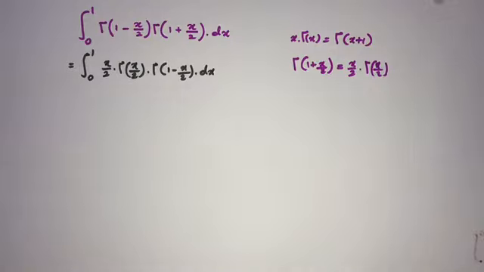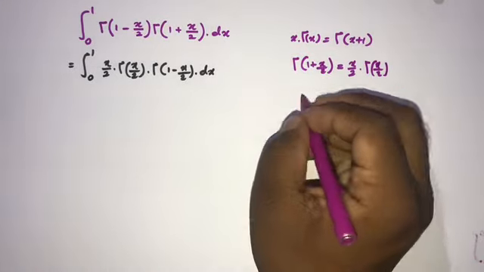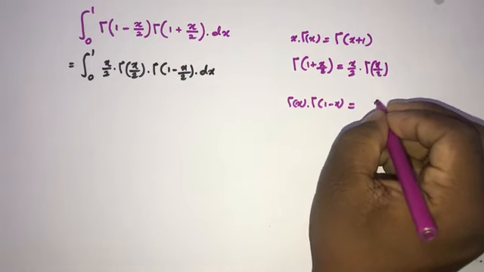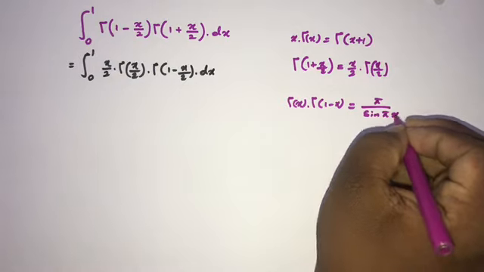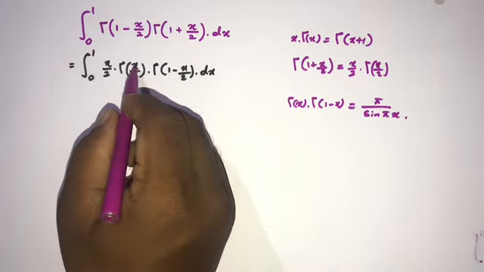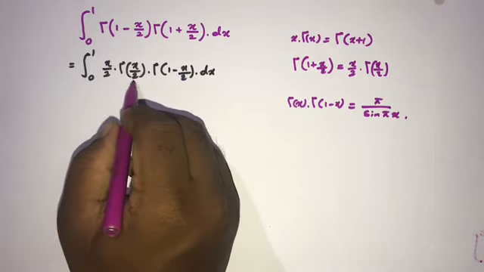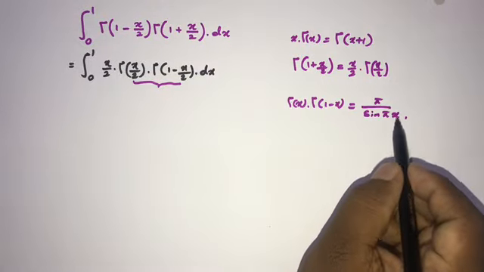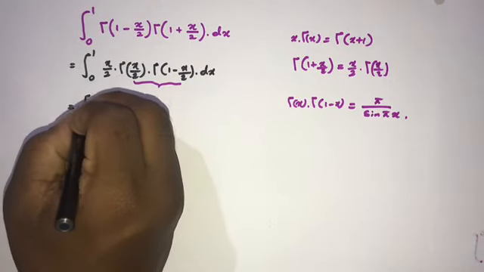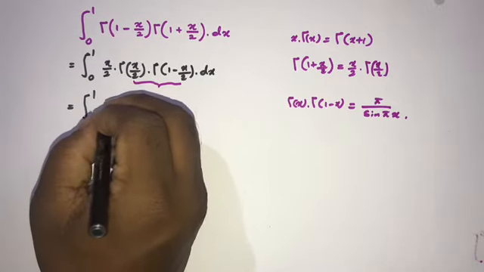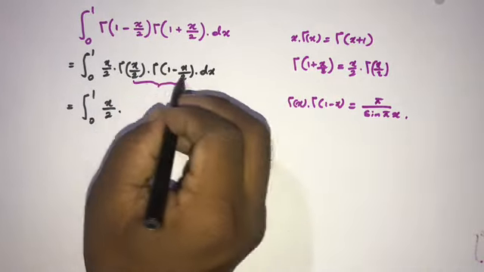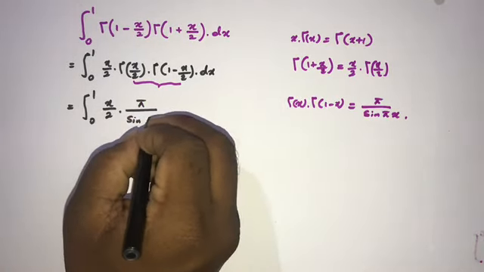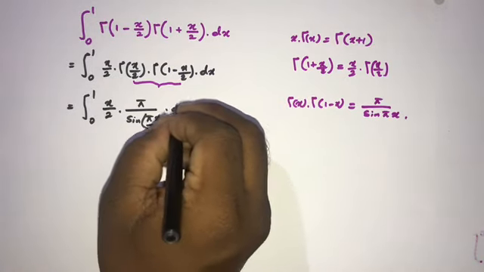Then we know Euler's reflection formula: gamma of x times gamma of 1 minus x is equal to pi over sine of pi x. Here we have gamma of x over 2 times gamma of 1 minus x over 2. So we can apply this formula now, instead of x, with x over 2. So we can write the integral from 0 to 1 of x over 2 times, instead of this, we can plug in pi over sine of pi x over 2 dx.